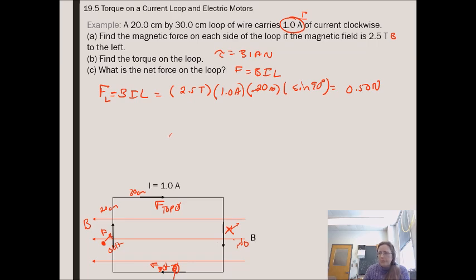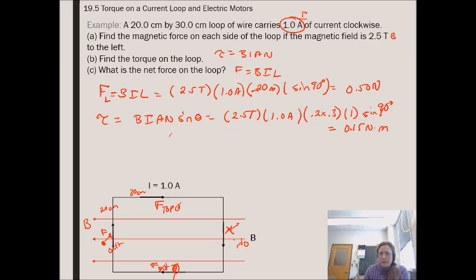And then we want to find the torque. We can do that two ways. Torque is equal to BIAN sine theta. And so we're going to use the same numbers we did before: 2.5 times the current, times the area, which is now the 0.2 by 0.3, and times N. There's just one loop here, so we're just going to put 1 in there, and sine of 90 degrees, and we get 0.15 Newton meters.